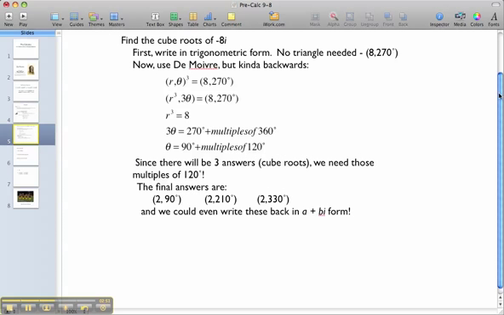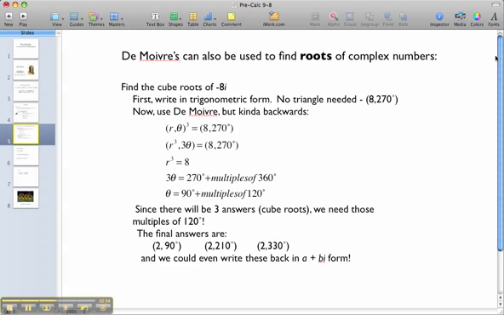Now we can also use De Moivre's theorem to help us find roots of complex numbers. And we'll do another example here. This is kind of tough, so just try to bear with us and see what you can do. We'd like to try to find the cube roots of -8i. And this seems kind of weird. Can you think of a number that you can multiply by itself 3 times and get -8i? Well, that's why we're going to go through this formula. Once again, we want to write it in trigonometric form, or r and theta. No triangle is needed here because it is right on the y-axis. So it's the coordinate 8, 270.